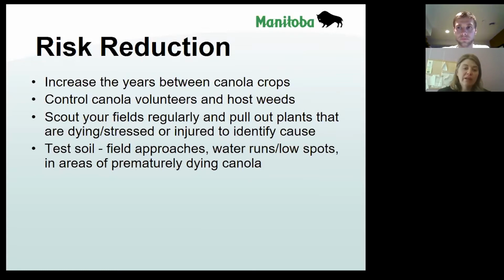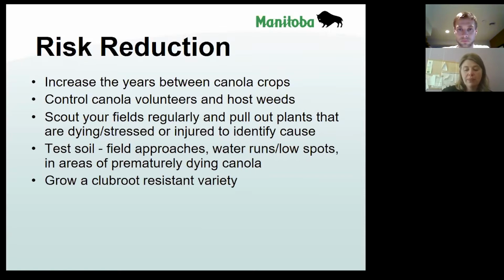Test your soil: field approaches, water runs, low spots, areas of prematurely dying canola. If you can't see symptoms, you can't really identify what's going on, test the soil. It's an amazing tool. The technology has come so far in the past 10 years to being able to identify whether or not you have spores in your soil, even at really low concentrations.